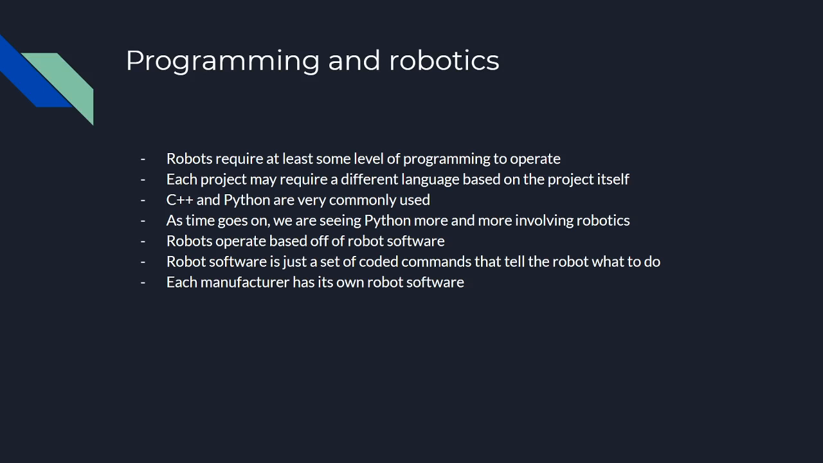Robots operate based off of something called robot software, and robot software is basically just a set of coded commands that tell the robot what to do. It's almost like instructions. And each manufacturer has its own robot software, telling each robot to do its own thing with its own set of instructions.